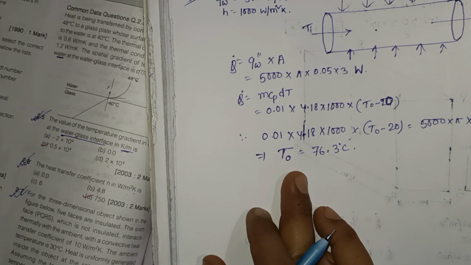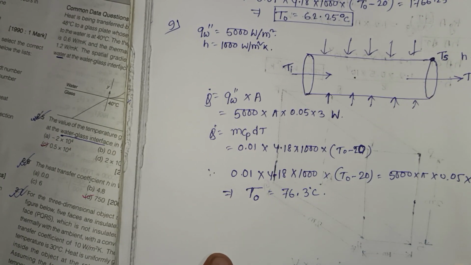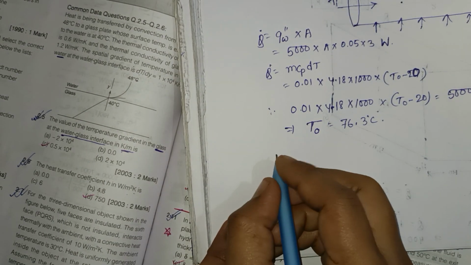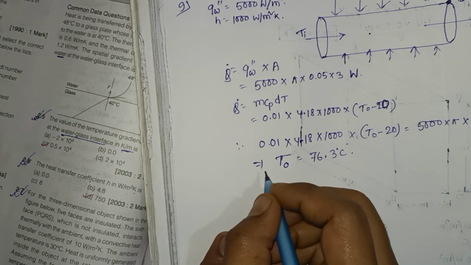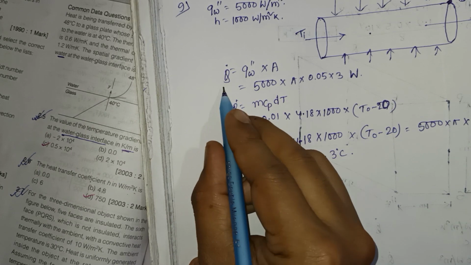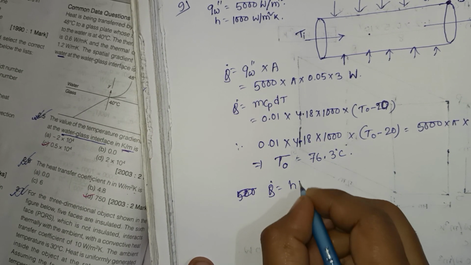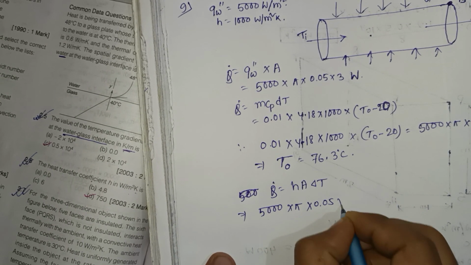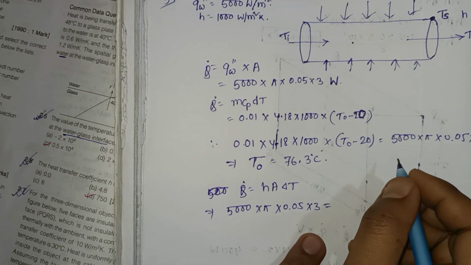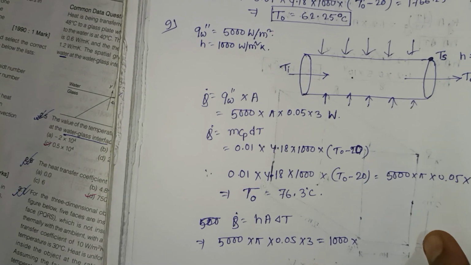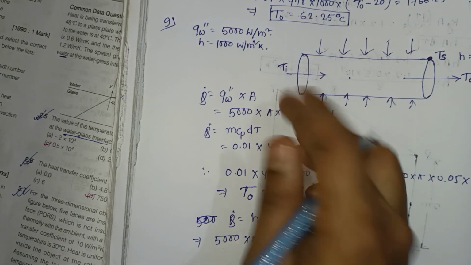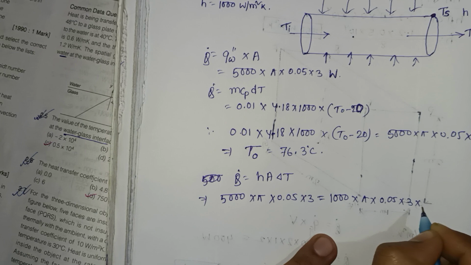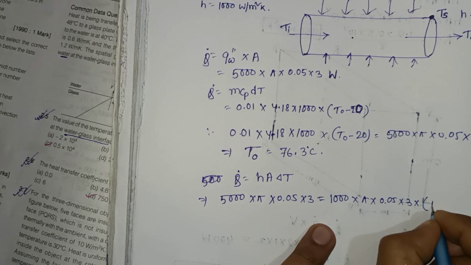Okay, now heat is transferred by convection. So from here you can apply the formula, the heat transfer rate is equal to H A delta T. So what is the heat transfer rate? That is 5000 into pi into 0.05 into 3, that is equal to H. What is the value of H? 1000 into area. What is the area? Area is pi into D into L. So pi into 0.05 into L into delta T, that is Ts minus To.